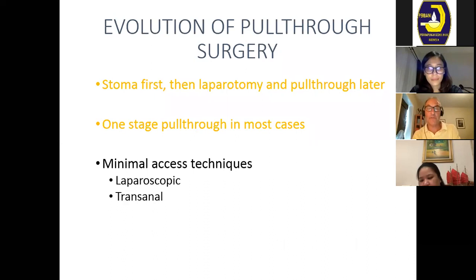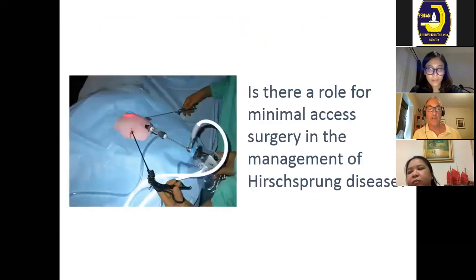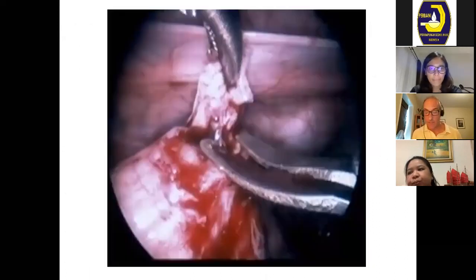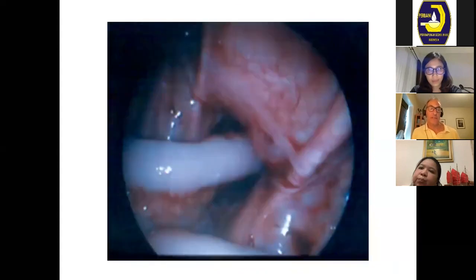The next thing that happened was in the 1990s, when laparoscopic surgery became more common in children. People started applying laparoscopic techniques, minimal access techniques, to pull-through surgery for Hirschsprung's. The first thing was laparoscopic, and then this transanal approach came from that. The first to describe a laparoscopic approach to Hirschsprung's was Keith Jorgensen, who at the time was in Birmingham, Alabama. He would put the scope in and do his biopsy to identify the transition zone and the normal innervation.